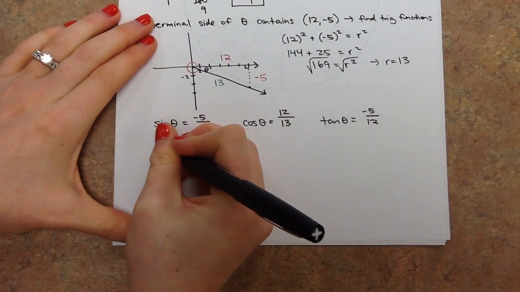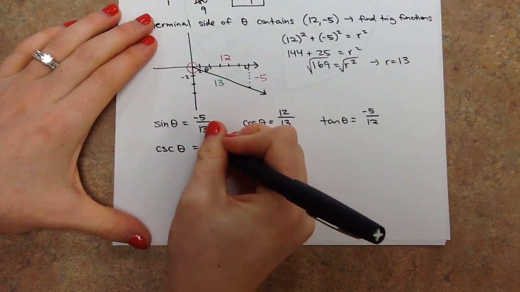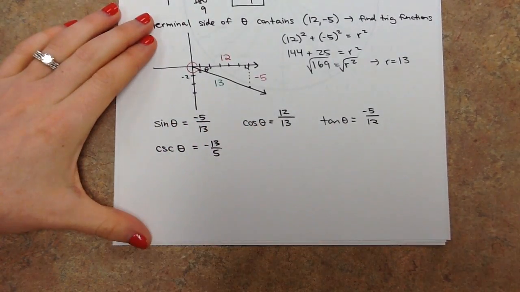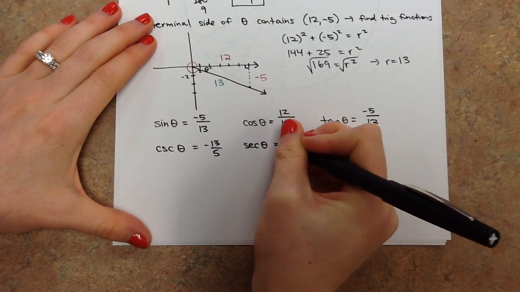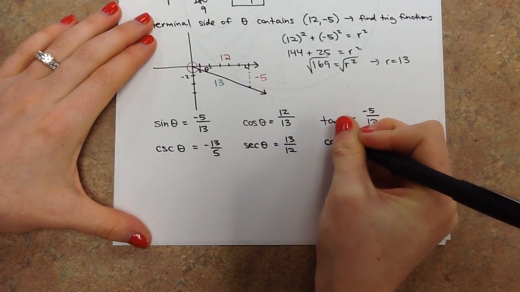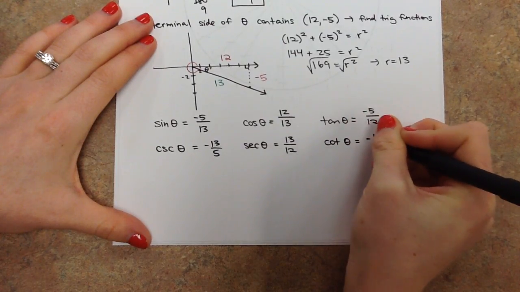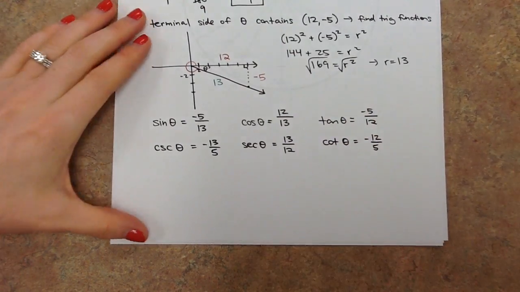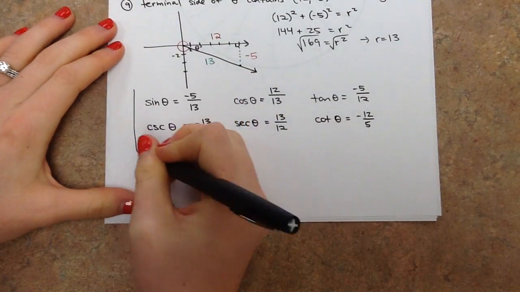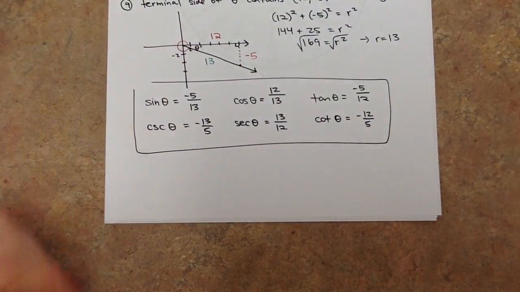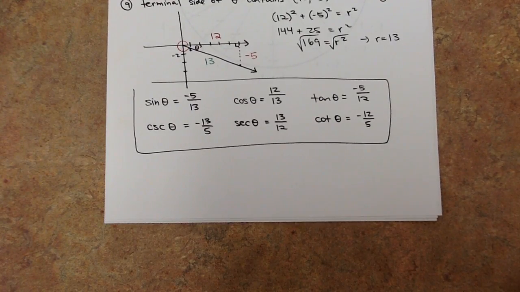All right, and then finally we do the other three. The other three we just flip. That flips to the reciprocal. Secant is the reciprocal of cosine, and cotangent is the reciprocal of tangent. Okay, so that's what we're looking for with those, is your 6 trig functions. So you guys are going to have lots of practice with the 6 trig functions.